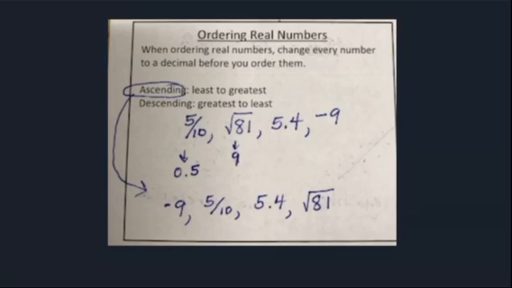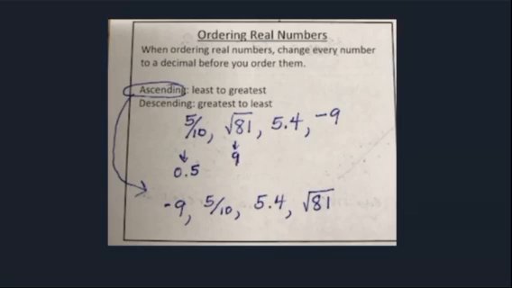So ascending order, you need to remember, is least to greatest, and descending order is greatest to least. Here I have an example where I have 5/10, square root of 81, 5.4, and -9. The only one I need to change is the square root of 81. We know that's 9 because 9 times 9 is 81. And then 5/10 is 0.5 because I can simplify that to 1/2, and 1/2 is 50% or 0.5 of a number. So once I have those changed, then I just go ahead and list them. And here I have them listed in ascending order.